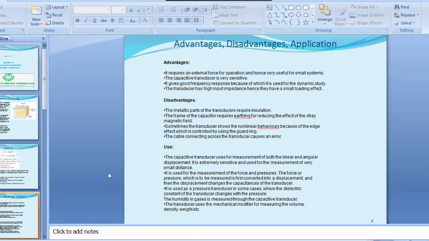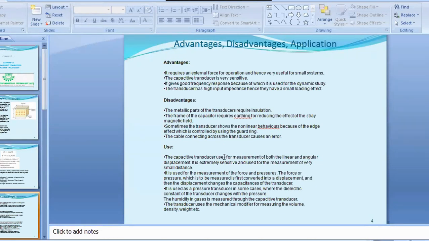So this is a very important topic. These are three examples of displacement transducers: inductive, LVDT, and capacitive transducer. There are advantages, disadvantages, and uses. The capacitive transducer is very sensitive and has good frequency response when we use it for dynamic studies. These are advantages. Disadvantages: the metallic parts require some insulation. Sometimes it also shows nonlinear behavior. That is a disadvantage.